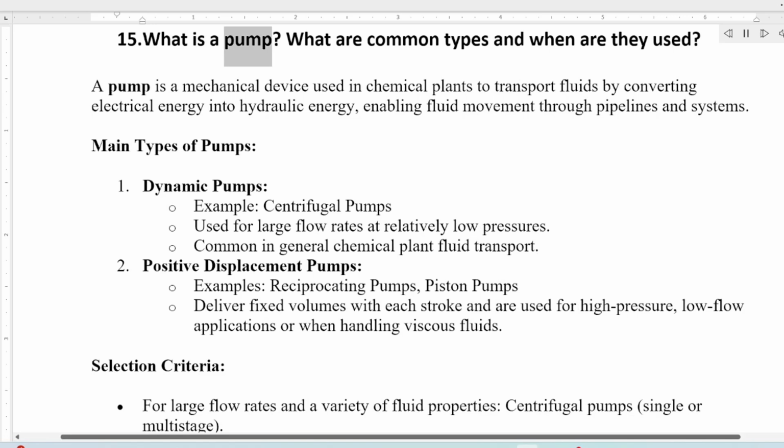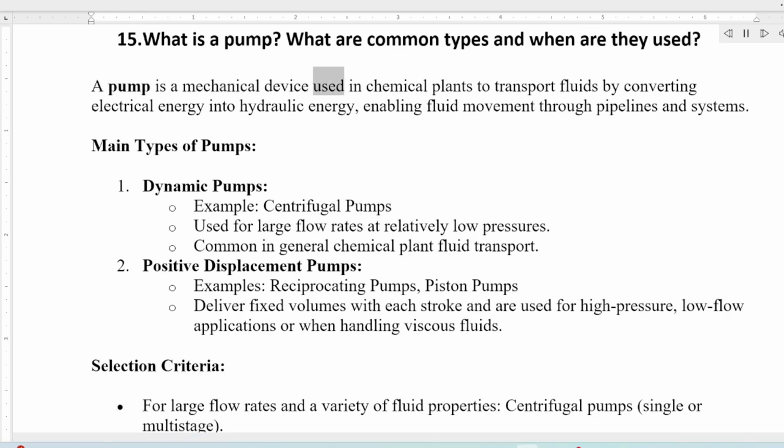What is a pump? What are common types and when are they used? A pump is a mechanical device used in chemical plants to transport fluids by converting electrical energy into hydraulic energy, enabling fluid movement through pipelines and systems. Main types of pumps: dynamic pumps. Example, centrifugal pumps. Used for large flow rates at relatively low pressures. Common in general chemical plant fluid transport.